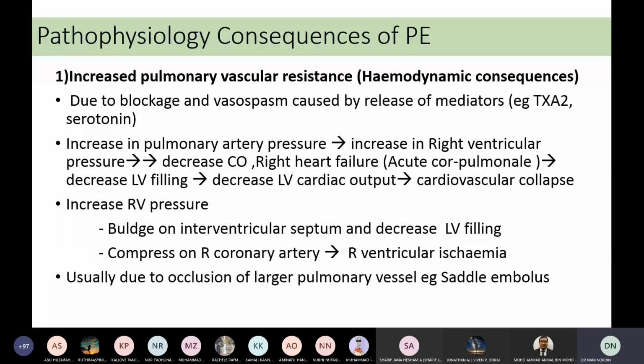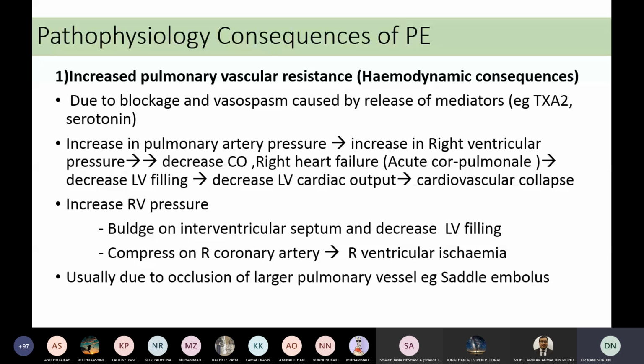So these are the hemodynamic consequences of pulmonary embolism, which usually occur if you have a large pulmonary embolism. It doesn't occur if you have small emboli which lodge at the periphery of the lung. Pulmonary hemodynamic consequences usually occur as an emergency consequence if there is a large pulmonary vessel occlusion, for example in a saddle embolus.